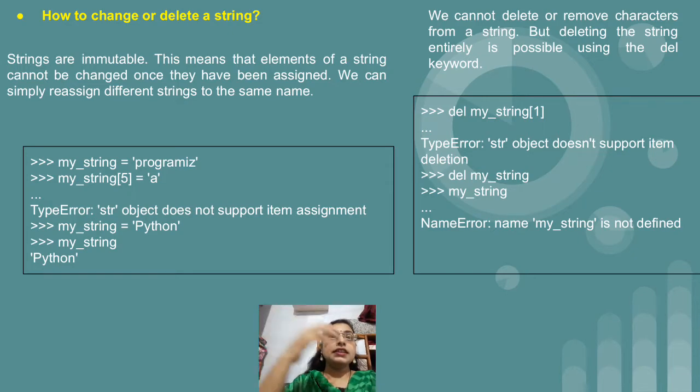Then take the next example. Index-wise we cannot change a specific character, but if you want to change the entire value of a particular string, that is possible. Now in this example, my string we have initialized to program, and now I want the value of my string variable to be Python. So for that I will write my_string equal to Python, and then I have printed my string, so we will get the new value which we have initialized as output.